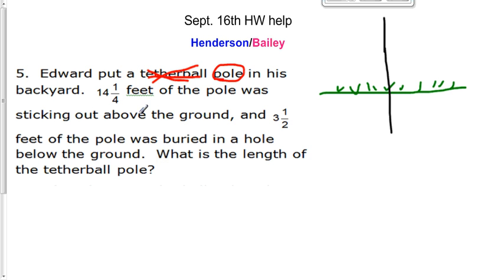14 1/4 feet of the pole was sticking out above the ground. So above the ground, come up here, and this is the pole that's sticking out above the ground. If we look at that, we have 14 1/4 feet. And then below ground, so underneath the ground, we have another 3 1/2.